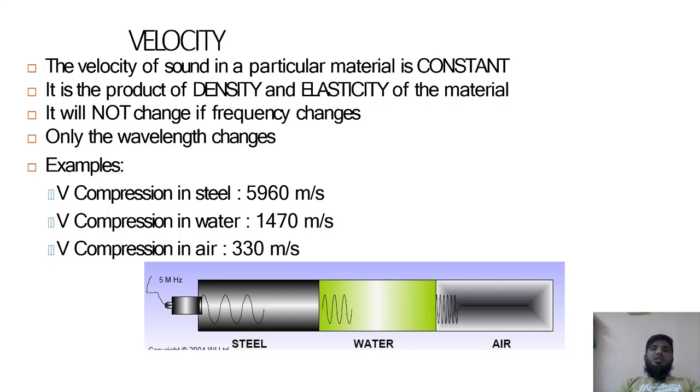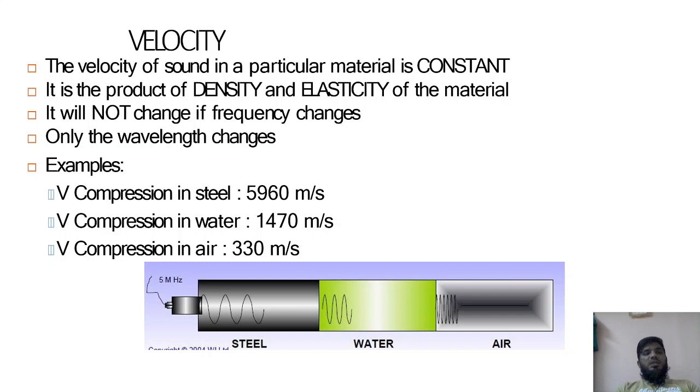The velocity of sound in a particular material is constant, for example in air, in steel, in water. Why do we say the velocity of sound in a particular medium is constant? Because the material has the same arrangement of unit cells. When the frequency is given to the unit cells, they move in the same way. For a particular medium the unit cells are fixed, so you are not able to change them. Because of that, the sound wave velocity for a particular medium is always constant.